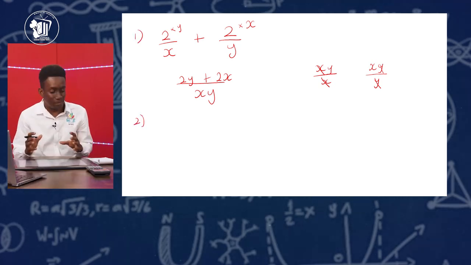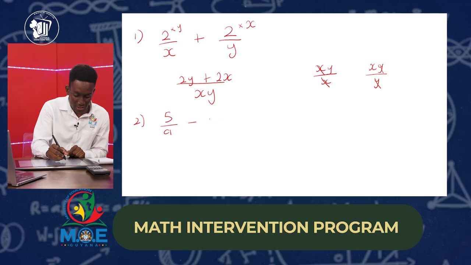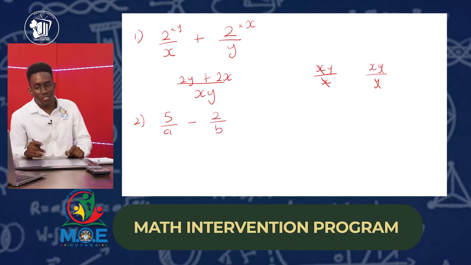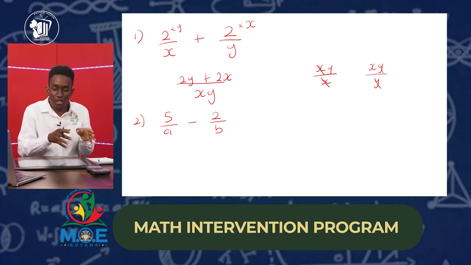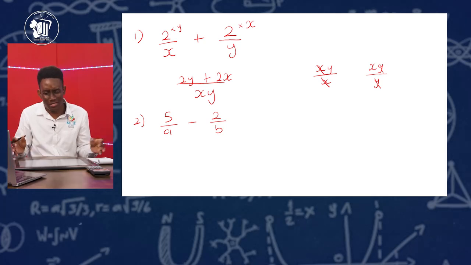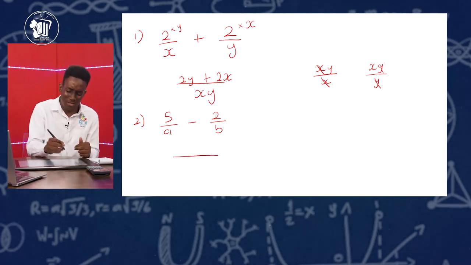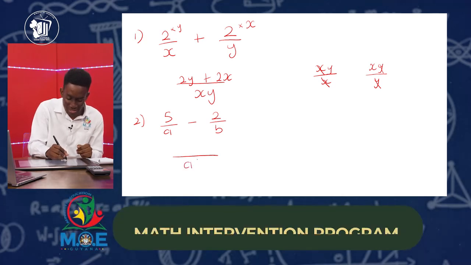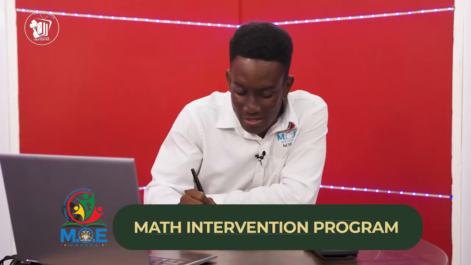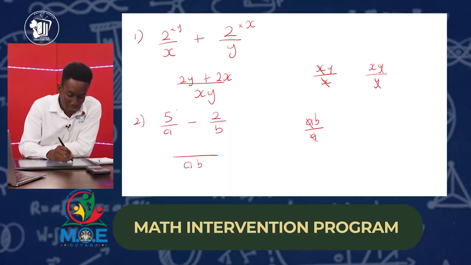Let's look at another example. Let's say we have 5 over a subtract 2 over b. So we see the denominator for one is a, the other denominator is b. So we have to find the LCM. They're not the same. So the LCM of a and b would simply be ab. Just multiply them. ab divided by a. This a will cancel with that a. We're left with b. So we take that answer and we multiply it by the numerator.